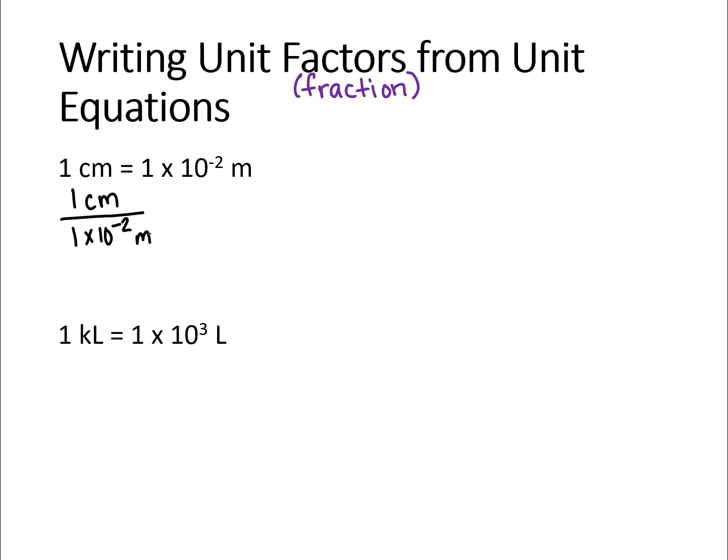But remember, I can get 2 unit factors from each unit equation. All I have to do is flip the fraction. Give that a shot. This is the easier part. Write the 2 unit factors for this second problem here. 1 kiloliter is equal to 1 times 10 to the third liters. You can write it as 1,000 liters. That's easier to type in.